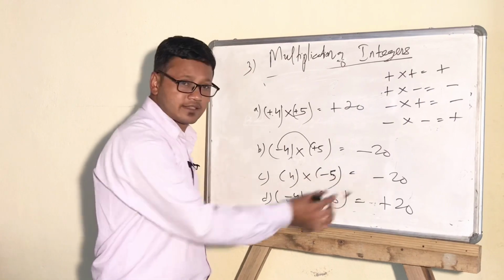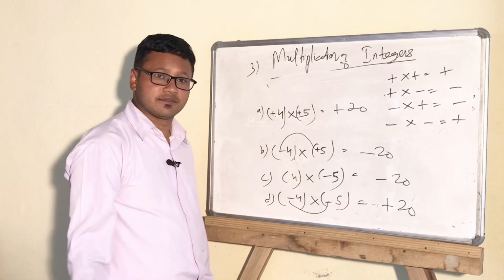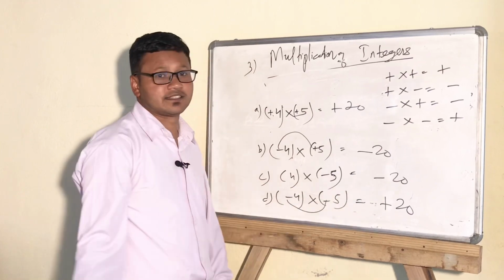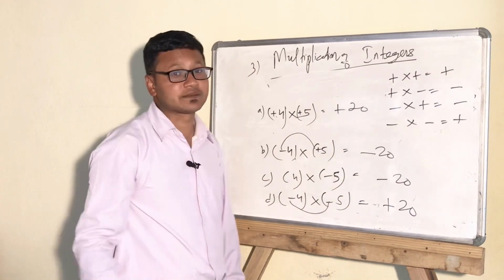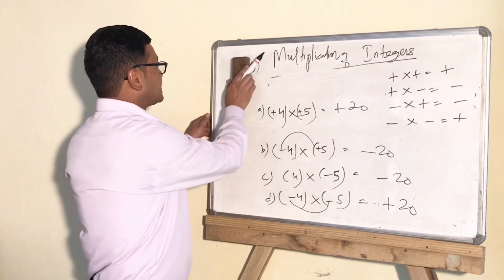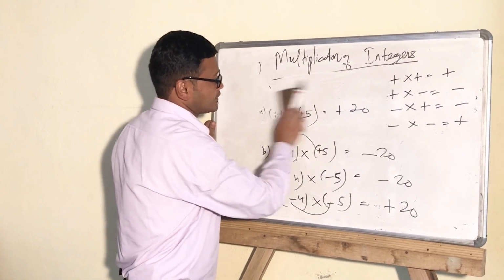Plus into minus, minus, 4 fives are 20, no problem. D, minus into minus, plus, 4 fives are 20. Okay, this much for the multiplication of integers. Then the last one, that is number 4.